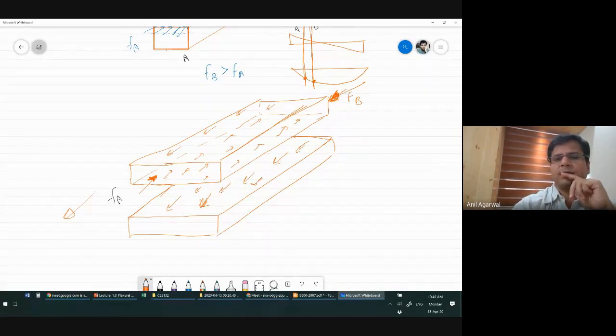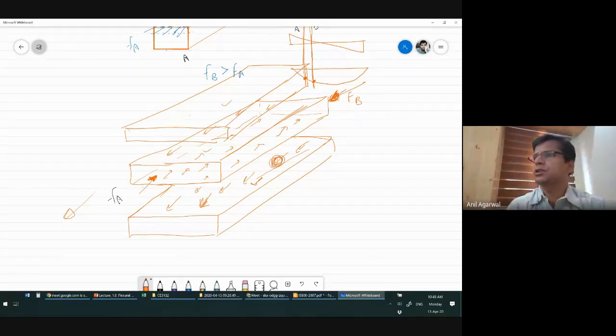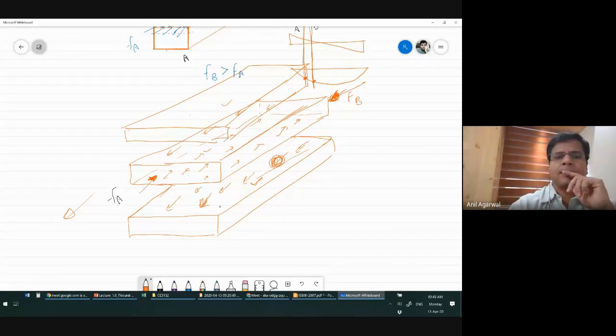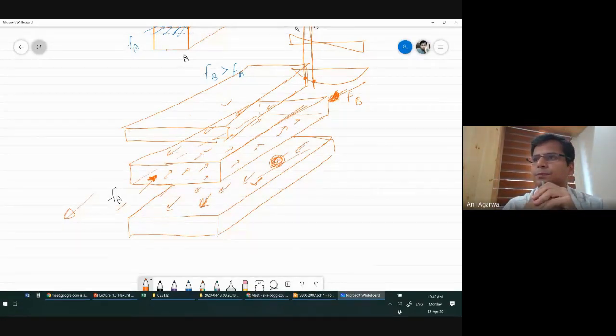Now, how much will this stress be? Because there is another strip on top of it also, there will be a stress coming on here, and then shear stress here, and shear stress here. So this shear stress here will be a summation of all those shear stresses. That is basically the resultant of this axial stress difference. Agreed?